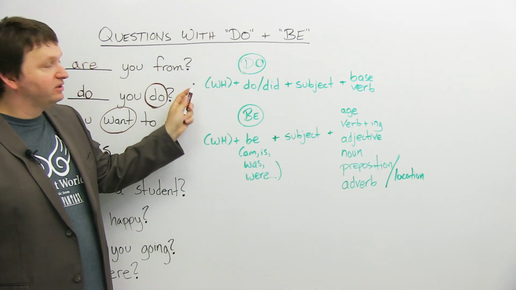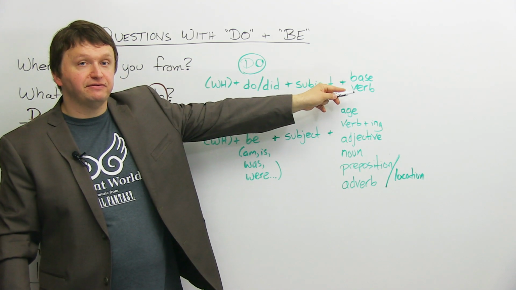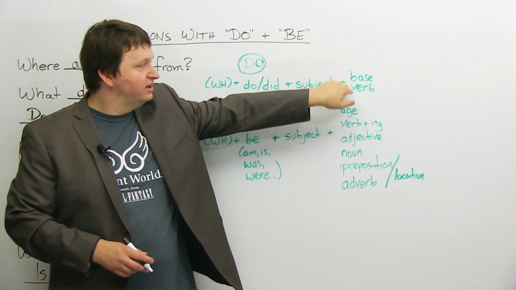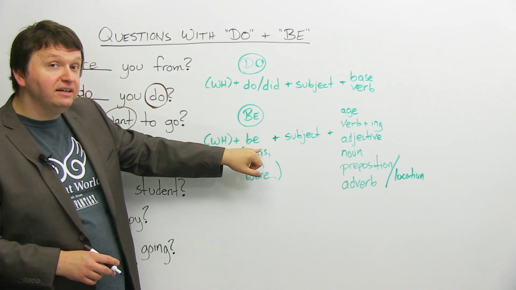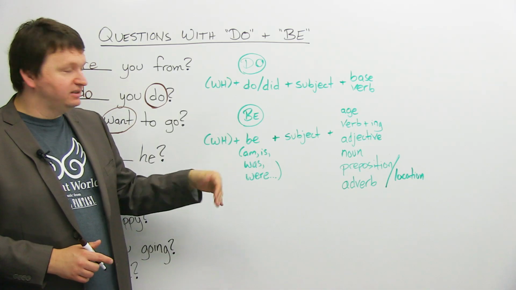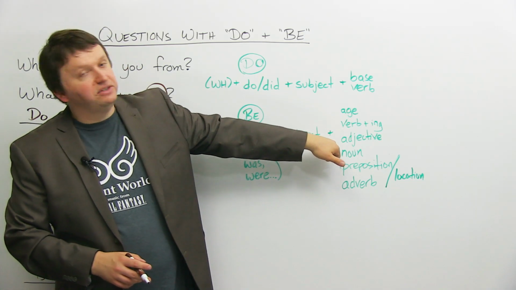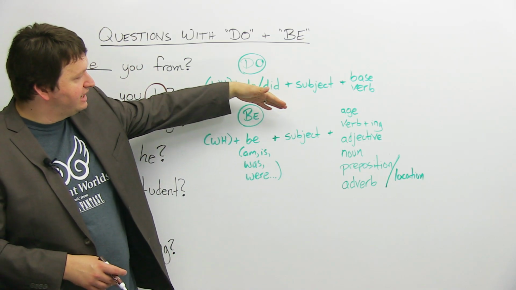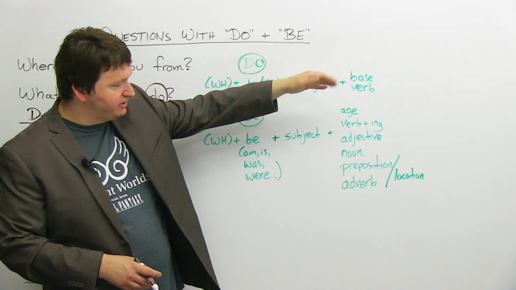Like I said, for do, you have the question word, do or did, plus the subject, plus the base verb. And we can say do is only for actions. Only use it with actions, only with base verbs. Now, be, you have your question word, you have the verb to be, which can be am, is, are, was, were, will be even. You have your subject, I, you, he, she, it, we, they. And then you have a number of different parts of speech and functions that you can use. So you can ask a question about age with the verb to be. How old are you? I am, whatever your age is.